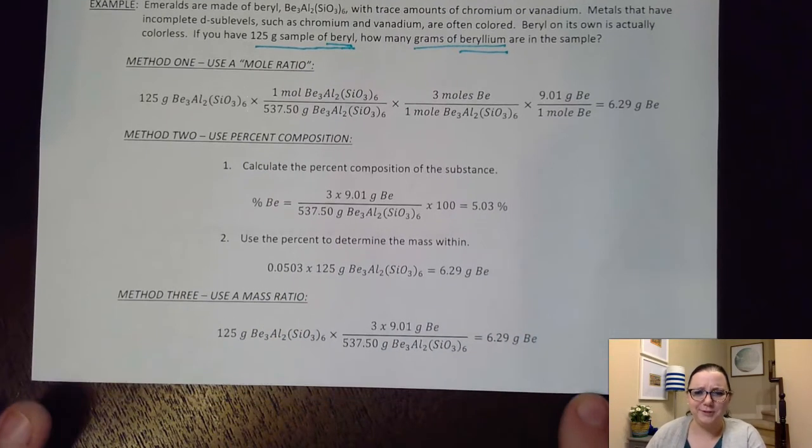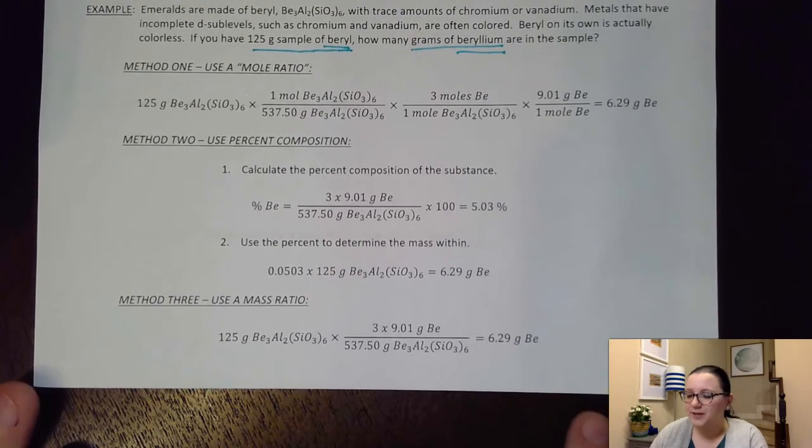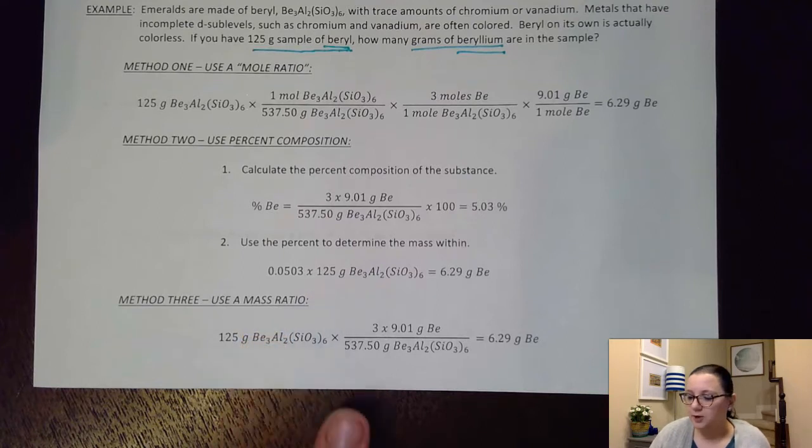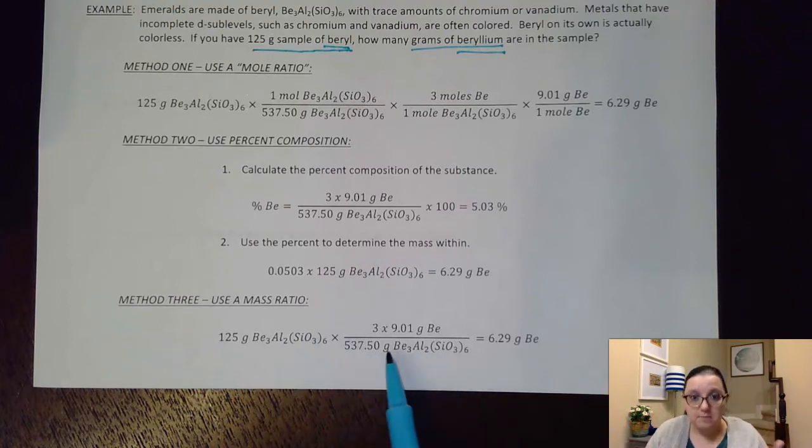Method 3, which is actually my favorite of these 3, is using something called a mass ratio. I talked a little bit about this earlier. Once I see I'm going between the mass of a compound to the mass of an element inside of it, I set up a ratio of the molar mass of the whole compound versus the molar mass of the element inside of it, addressing how many of that element were in there.